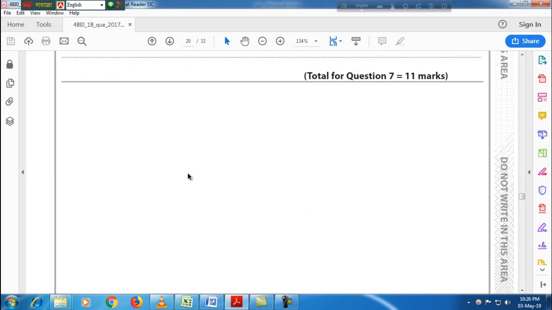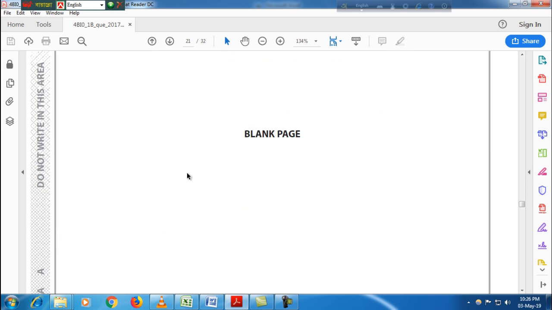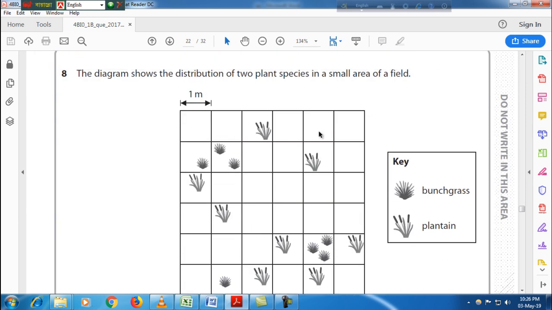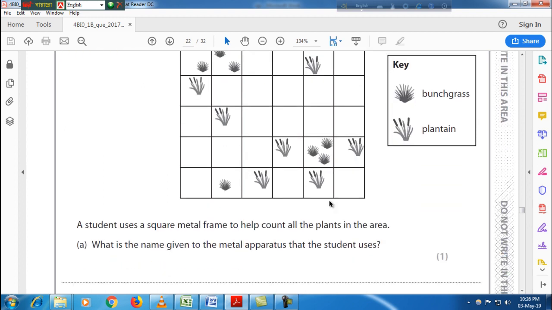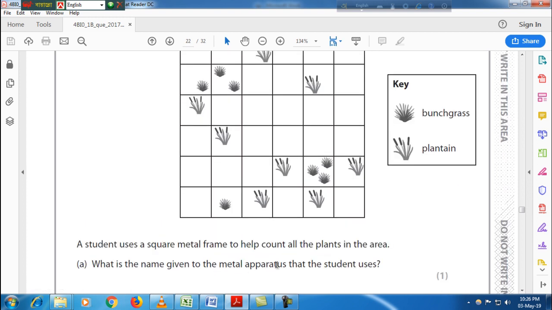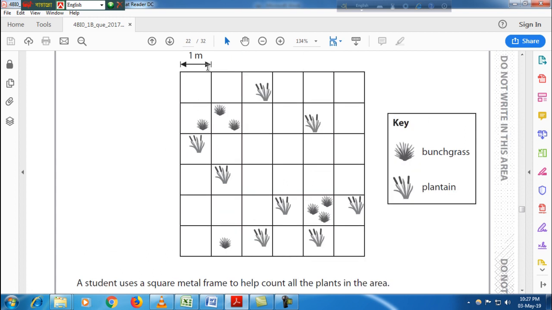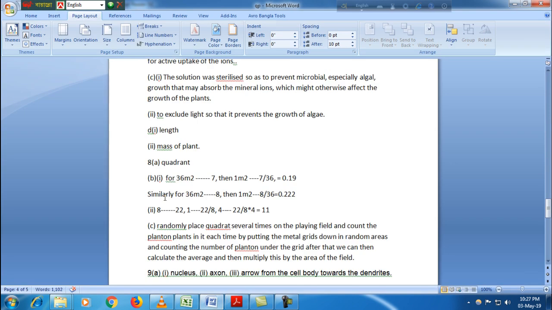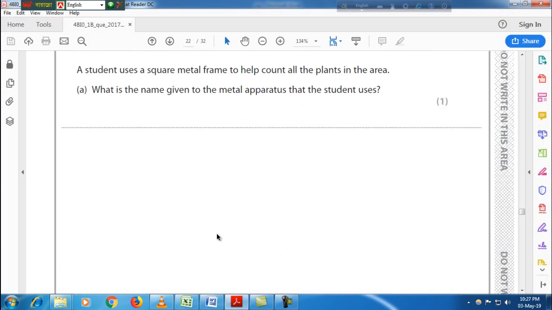Number 8. The diagram shows the distribution of two plant species in a small area of a field. There are two plants, one is bunch grass and the other one is plantain. A student uses a square metal frame to help count all the plants in the area. What is the name given to the metal apparatus that the student uses? So we know that the name is quadrat, because it is four-sided, so we call this a quadrat.